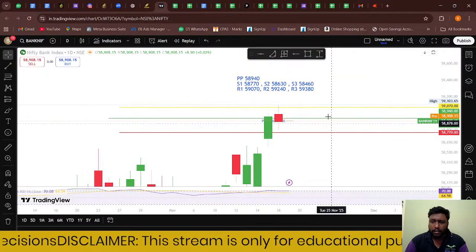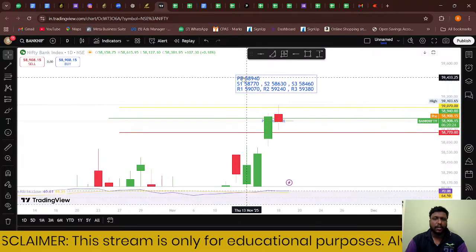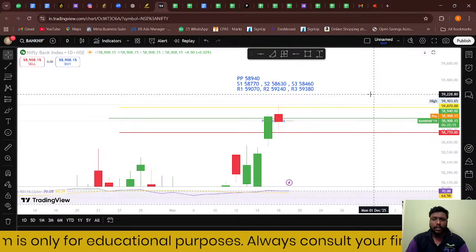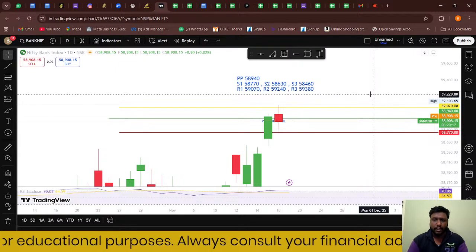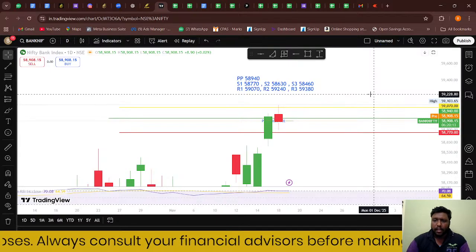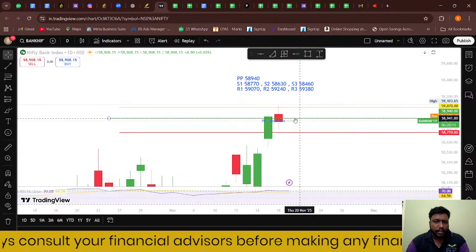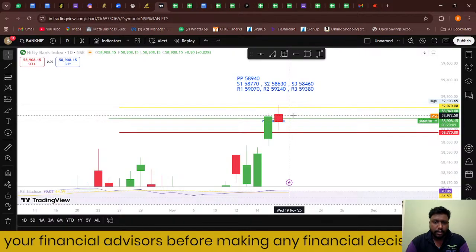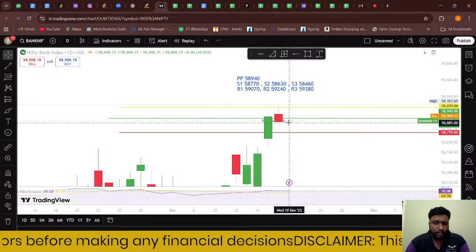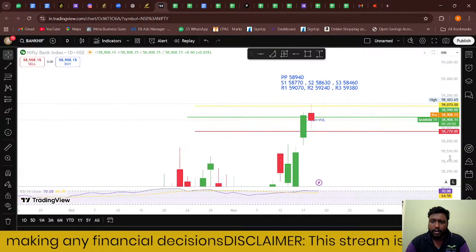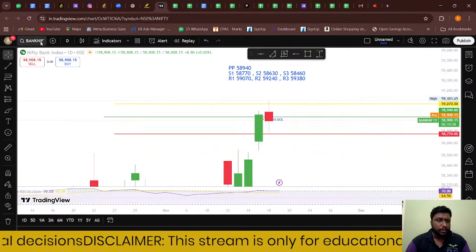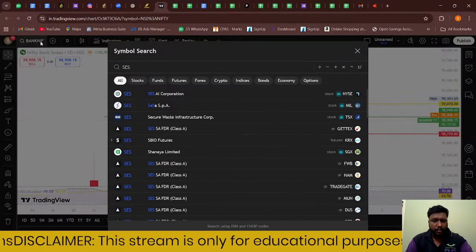So these are the three support and resistance levels with respect to our pivot point, which is at 58,940. So you can plan your trade from this particular point with respect to the support and resistance levels, and wherever the market opens and it sustains above this level, then you can plan for a bullish trade, and if it is below this level, then definitely you can plan for the bearish side trades. So we will have a look at the Sensex level as well.